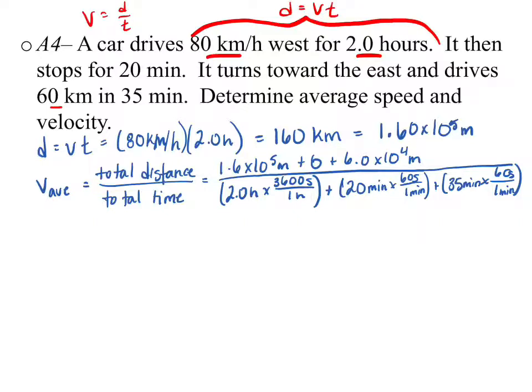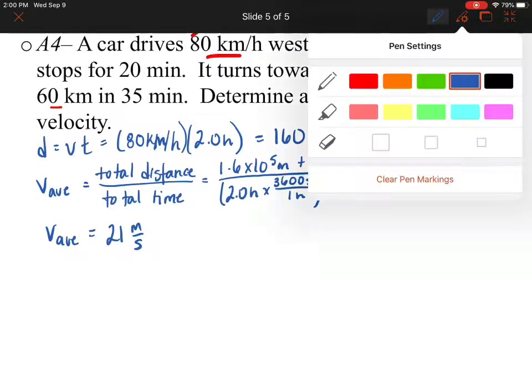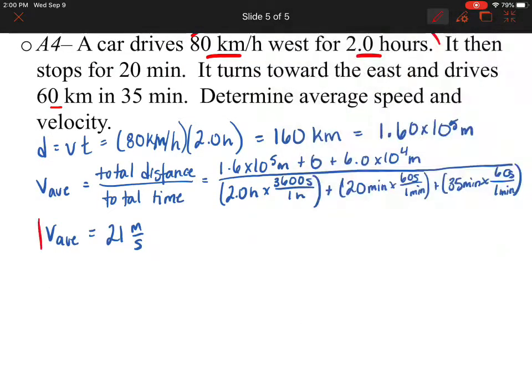Okay, and I'm going to find the total time, and then I'm going to take 1.6 times 10 to the 5 plus 6.0 times 10 to the 4 and divide it by that number that I got for the time. And when we do that, we get 21 meters per second. Okay, so there's our average speed. And now we got to find our average velocity and see if it's different, which we know it will be because they're going different directions, right?